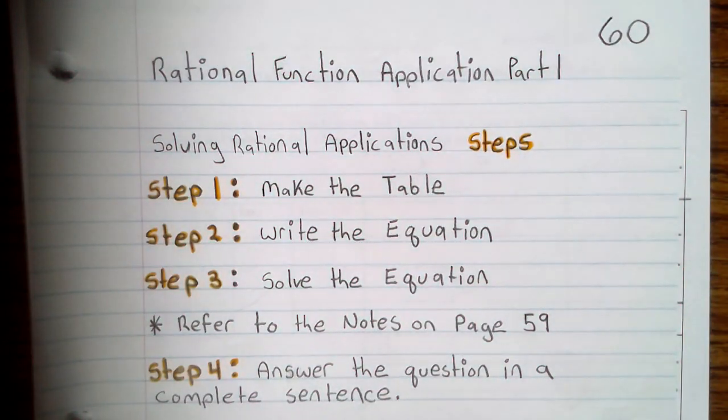Okay, Wildcats. Today we're looking at Journal page 60, Rational Function Application Part 1. Solving rational application steps. Step 1, make the table. Step 2, write the equation. Step 3, solve the equation. Refer to the notes on page 59. Step 4, answer the question in a complete sentence.